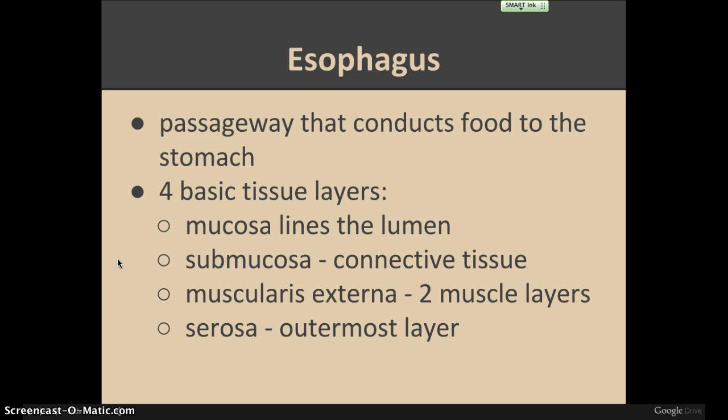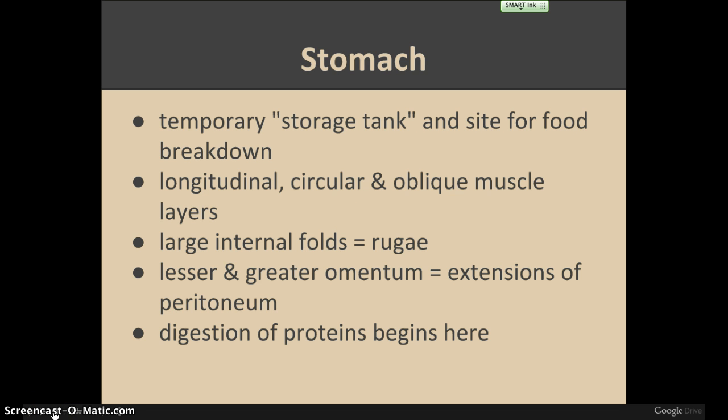All right, on past the esophagus. What's next? That's right, your stomach. You can see a picture of it on page 474. It's figure 14.4. It's just a temporary storage tank. Notice that it has 3 different layers of muscle.